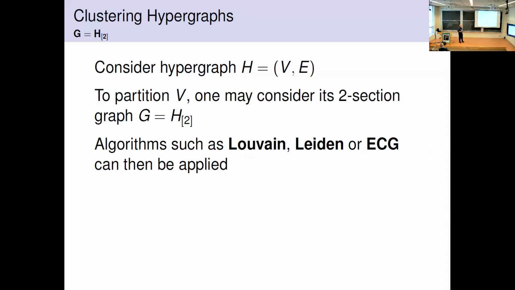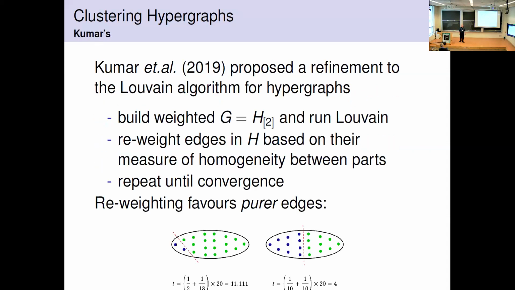Easy enough. But we want to have something that's a little more hypergraphy. We want to take advantage of the fact that we do have the hypergraph structure. By reducing to the two-section, we get rid of that. We just keep it mildly because of the weights, but that's it. So this is an algorithm that was proposed a couple of years ago.